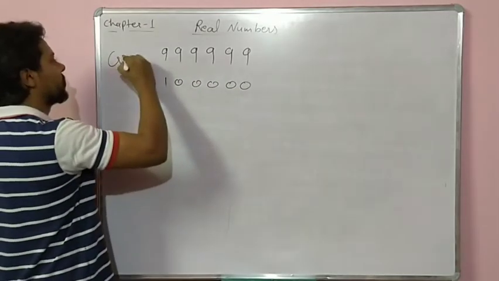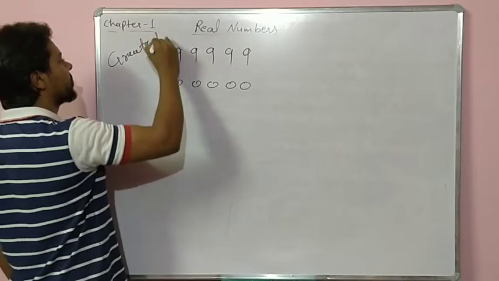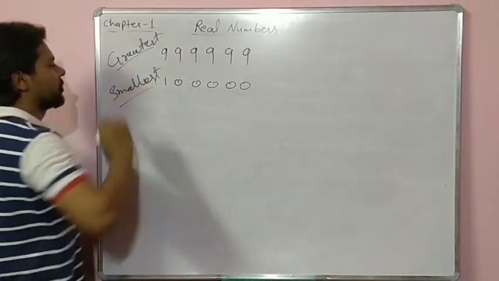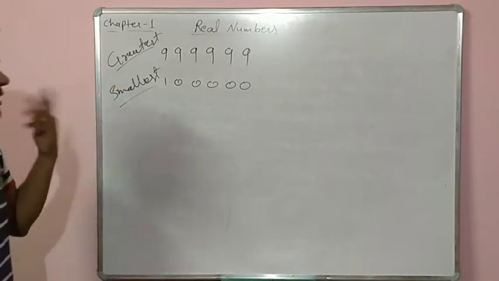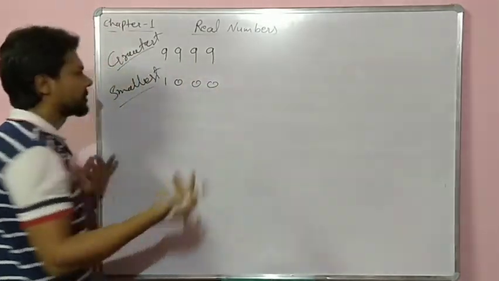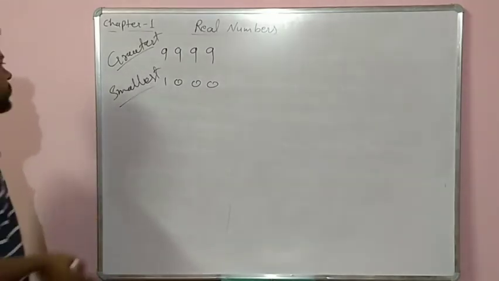That is greatest, and that is smallest, right? That's how we consider. If it is 6 digits, 6. If it is 5 digits, 5. If it is 4, 4, like this. Okay? So these are greatest, smallest.